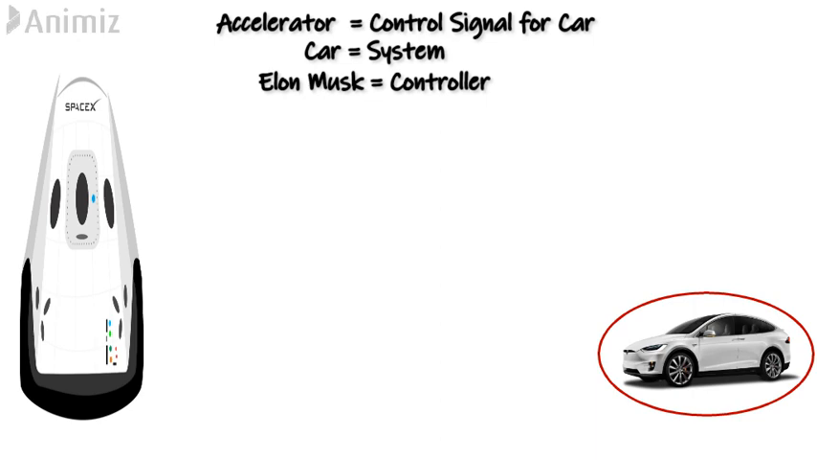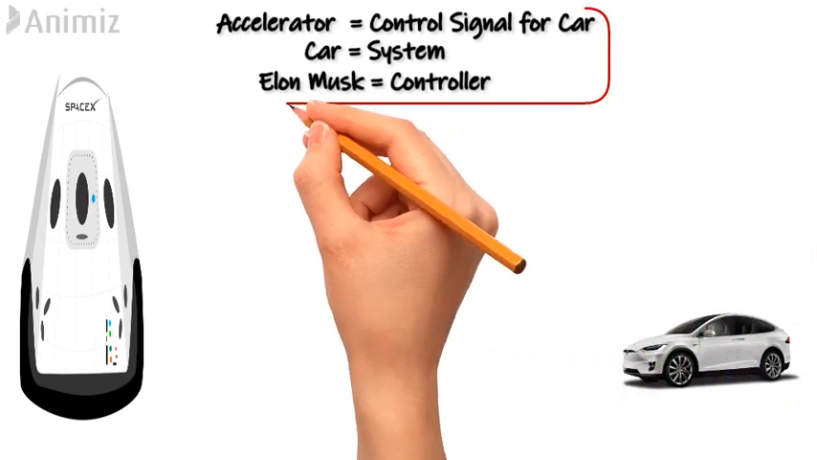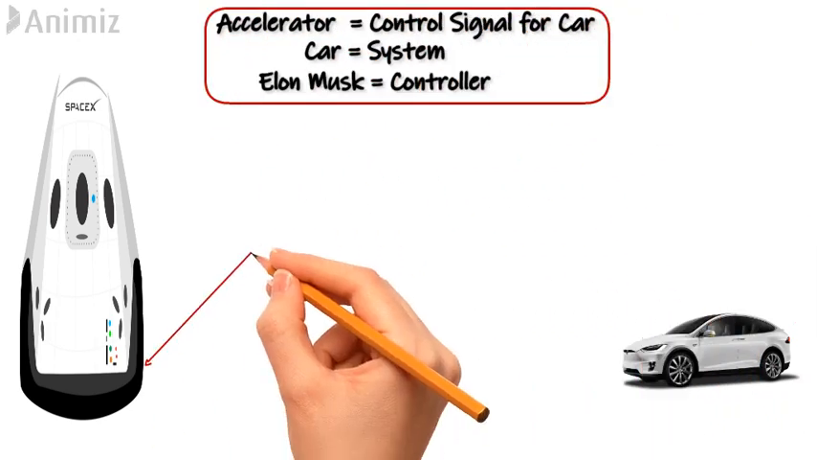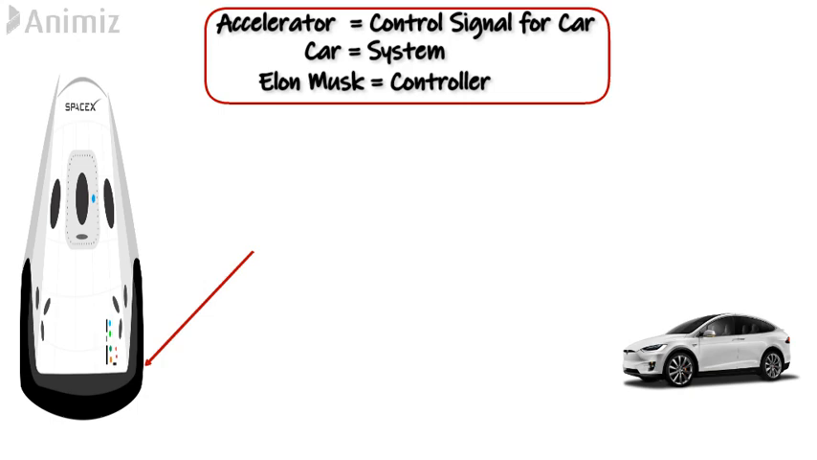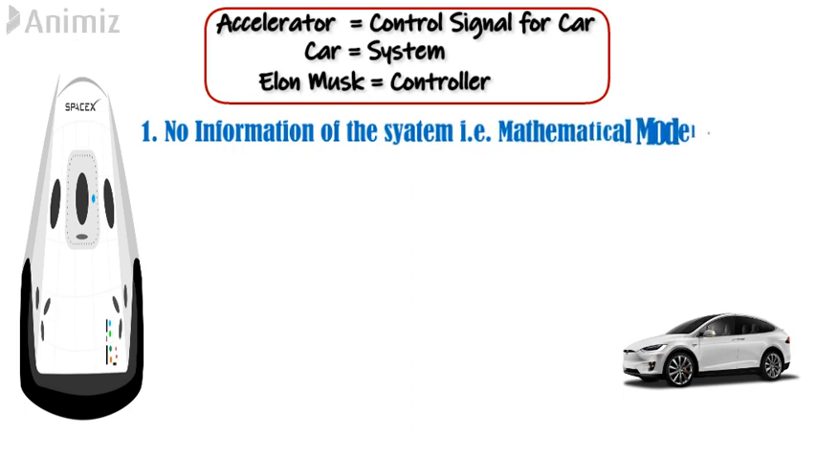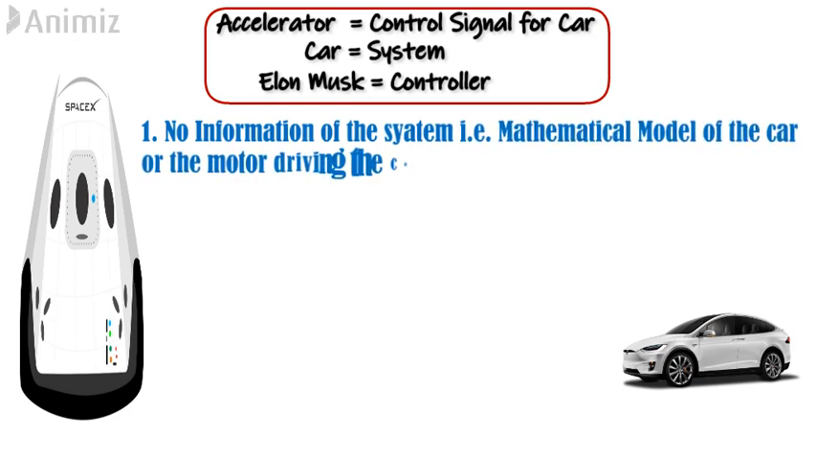Now let us say Mr. Elon Musk is driving the car and his destination is SpaceX, this point. So being a human, how will he complete this journey? Let's break it down from a control perspective. Number 1, he doesn't know the properties of the system, or we can say the mathematical modeling of the car or the electrical motor that is driving this car.